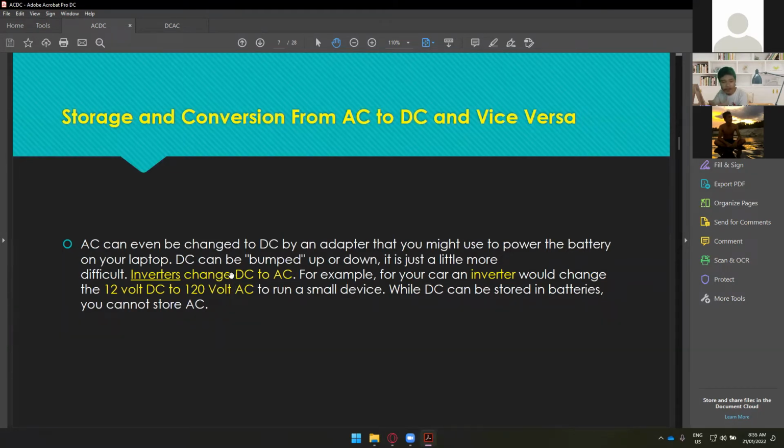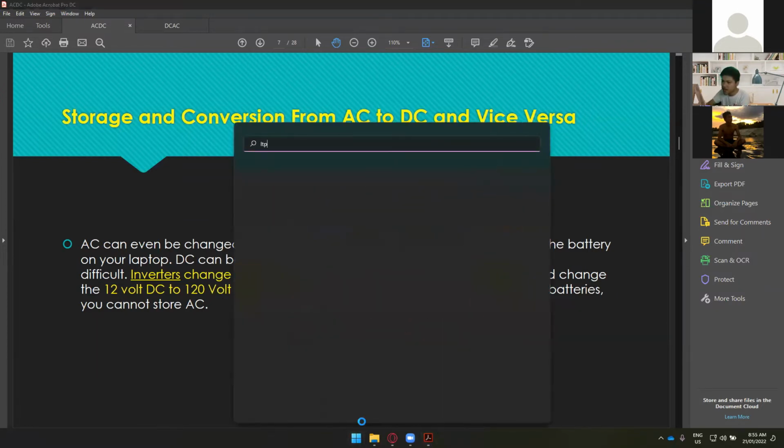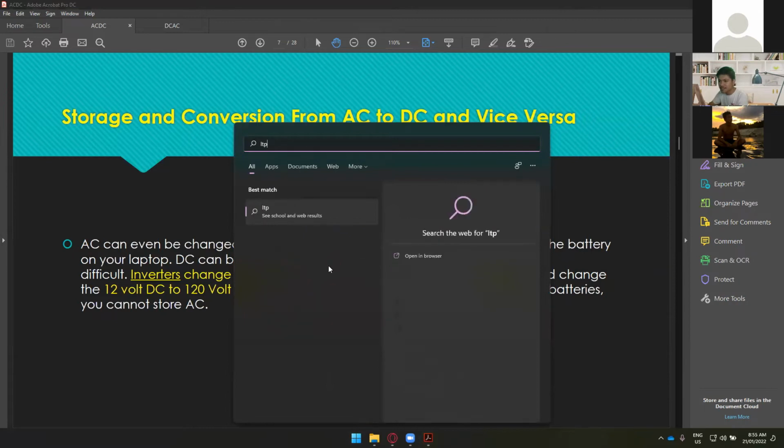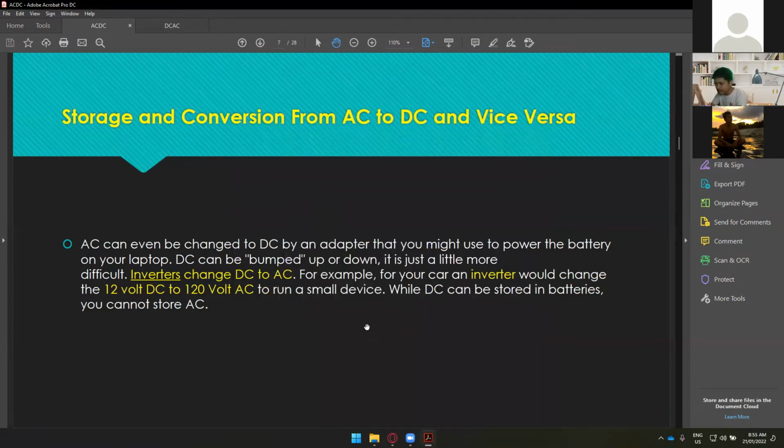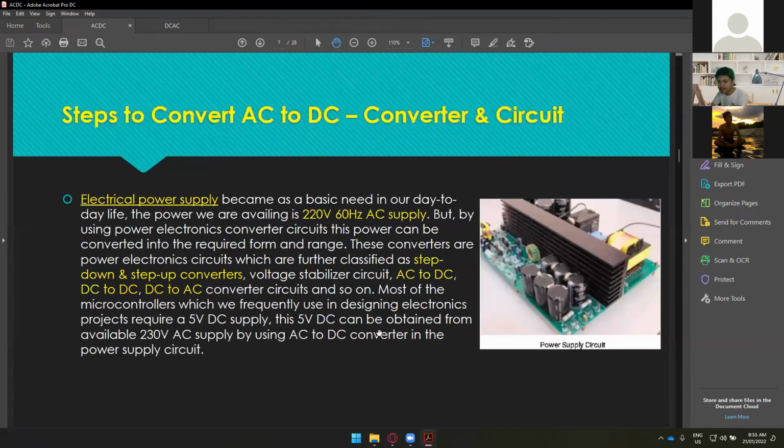Okay, so your goal here is to figure out some circuit on how to convert DC to AC. So I need you guys to do that one on your LTSpice. Any circuit will do as long as it's proven that I have a DC input and then AC output. So I hope we're clear with that one.